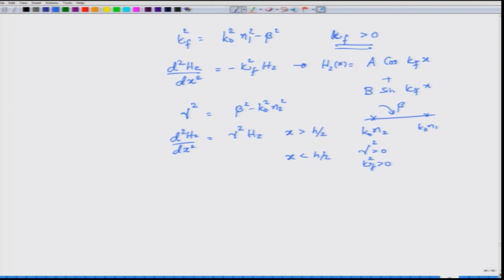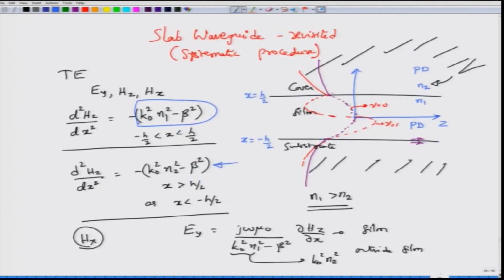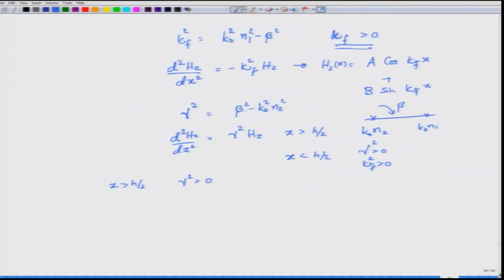The solution inside is fairly okay, but the solution for x greater than h by 2 must come by assuming gamma to be a positive quantity. Oh, so did we get this wrong here? Hold on a minute. So, I had minus k0 square n2 square minus beta square. So, I defined gamma as so gamma is beta square minus k0 square n2 square. The solution is in this form. So, when beta is greater than k0 n2, then I am going to get two solutions for this one, right.